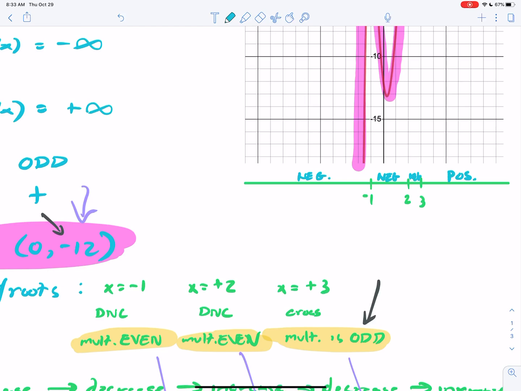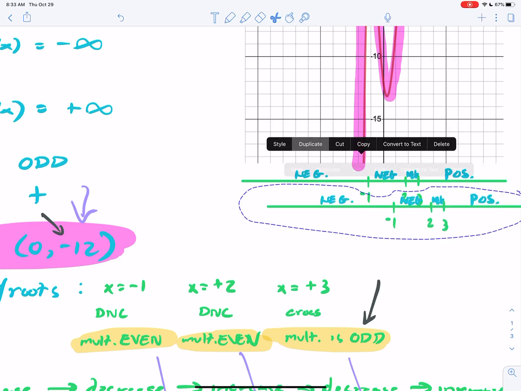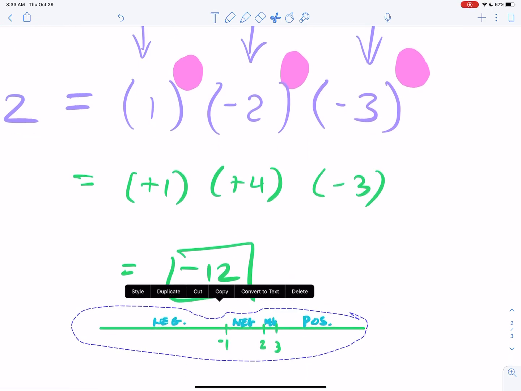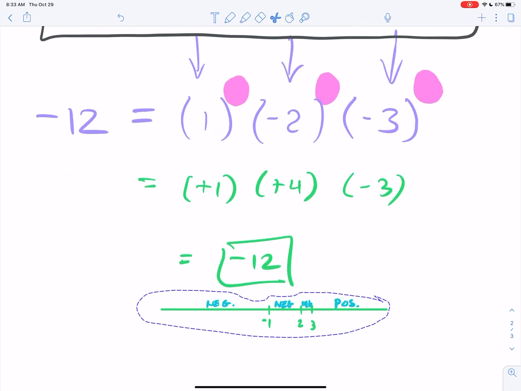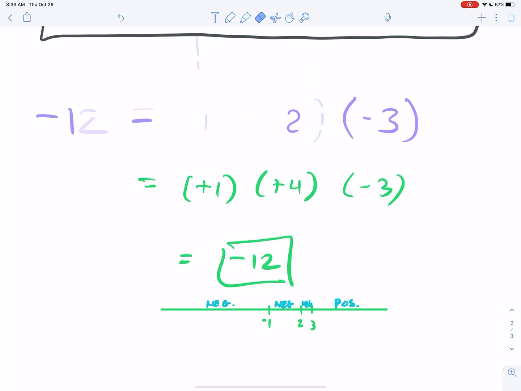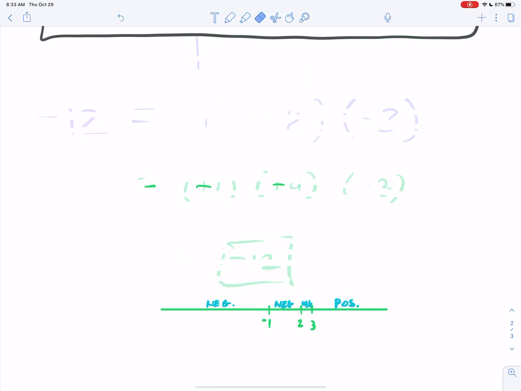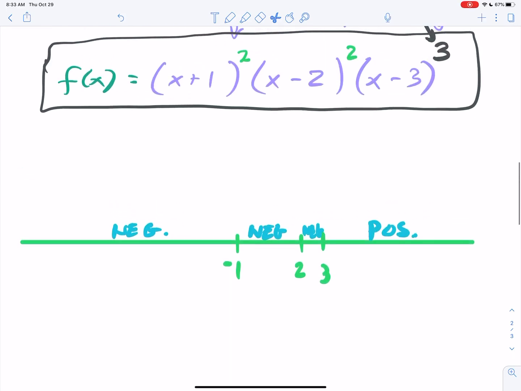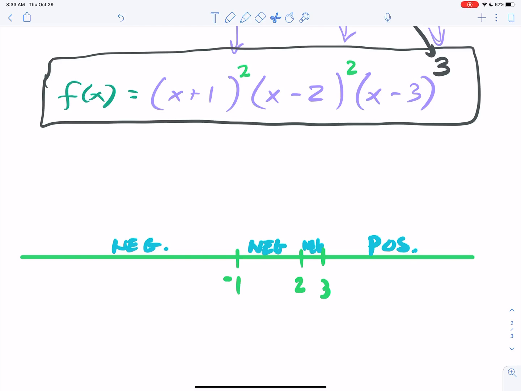Okay, so let me go ahead and copy that one more time. And let me bring it down here. Okay, so we're going to use the function that you will create, and you're going to use the sign chart to kind of verify that, all right? So here we go. We have 3 zeros, -1, +2, and +3.